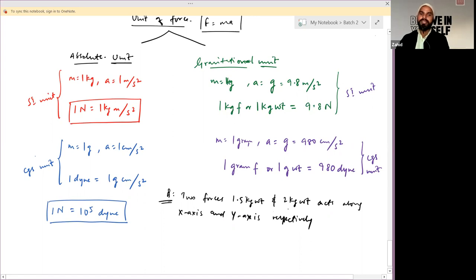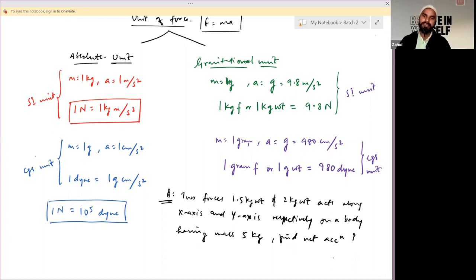Two forces, 1.5 kiloweight and 2 kiloweight, acts along x-axis and y-axis respectively on a body having mass 5 kg. Find net acceleration. First, try to convert forces in terms of Newton. Take the value of G to be 10 meter per second square here. Try to solve.